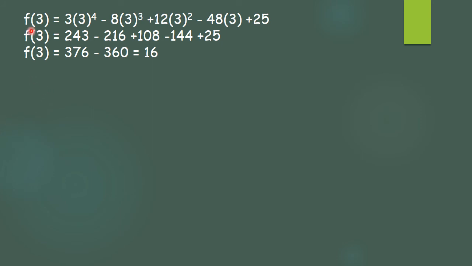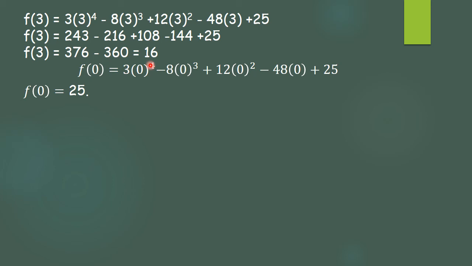For that, first we will calculate f of 3. For f of 3, just replace every x by 3 in the function f of x. By simplifying this, we get the value of f of 3 is 16. The minimum value was 0, so f of 0 we will calculate. When we calculate, every x should be replaced by 0 in the function. We get f of 0 is 25.